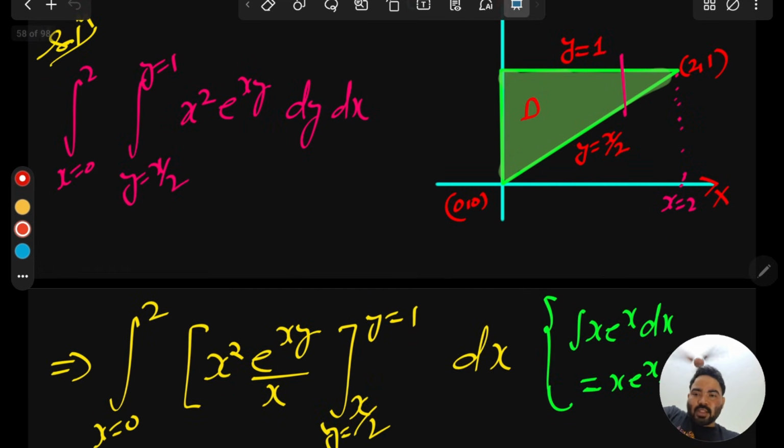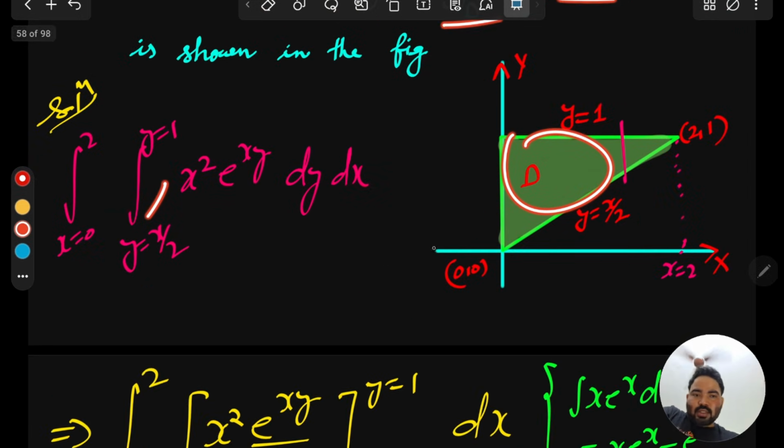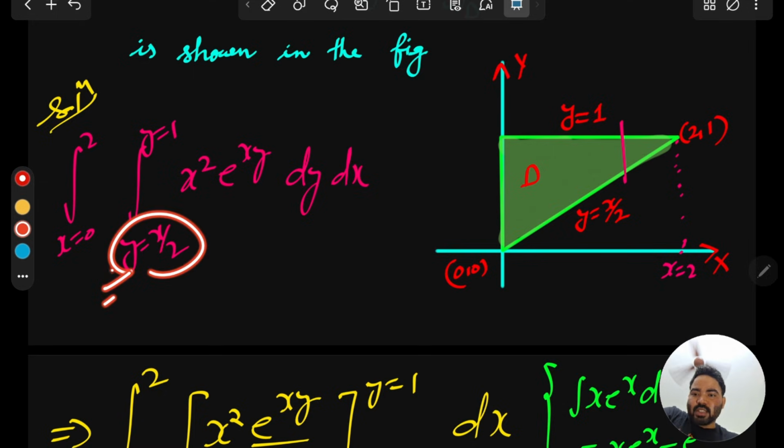So you already know how to solve. If a region is given, then you already know how to put the limits here. Now you already know x is moving from 0 to 2, and y is moving from x by 2 to 1. Now just do the integration. This is the variable limit of y, so just integrate with respect to y, treating x as a constant.